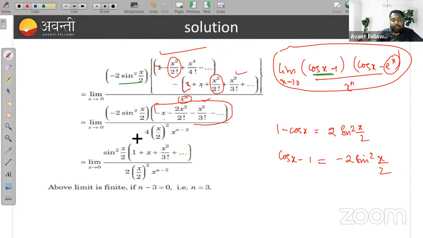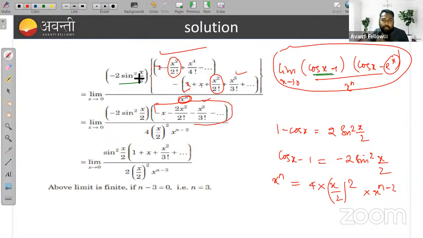So now, if you try to write the denominator x raised to n in the form of 4 into (x by 2) whole square into x raised to n minus 2, okay? Why am I writing this? Because here in the argument of sin x we have x by 2, so if we take x by 2 in the denominator then we can simplify the limit easily, right?